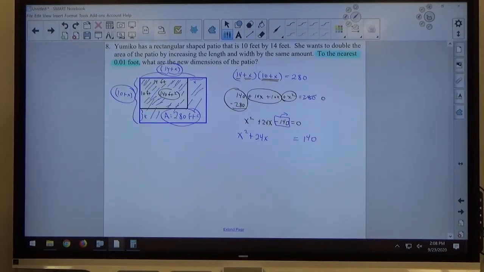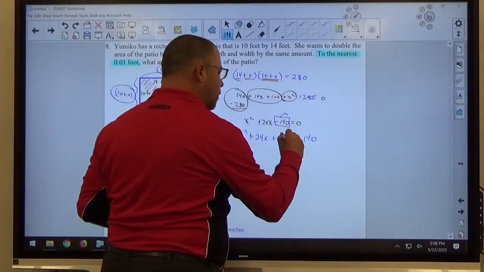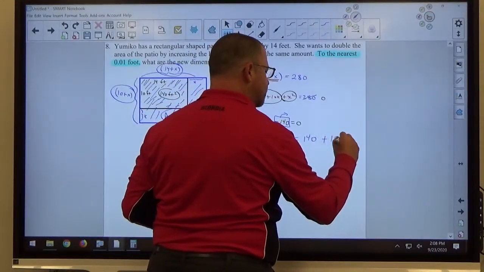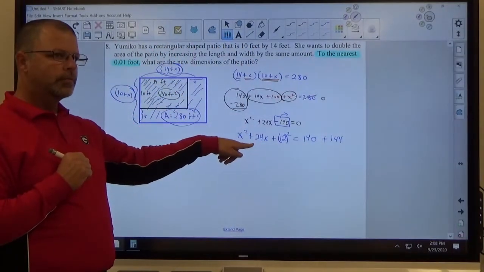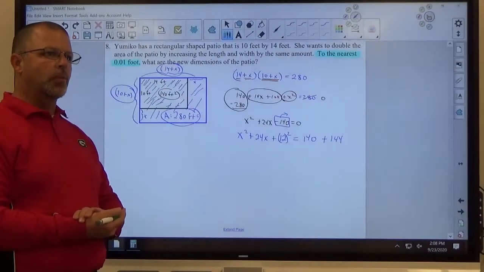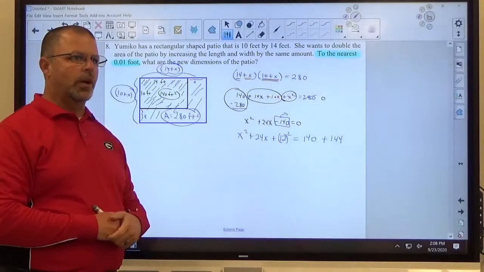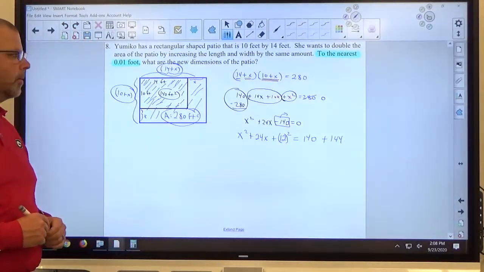Notice 140 is positive. It moved from left negative, came right positive. Half of 24 is 12, so I'm going to add 12 squared to both sides. 12 squared is 144. Where did you get the 12? Half of 24 is 12. So again, completing the square, there's always that magic number that works. That magic number is always half of the x coefficient, squared. So half of 24 is 12, and 12 squared is the magic number.